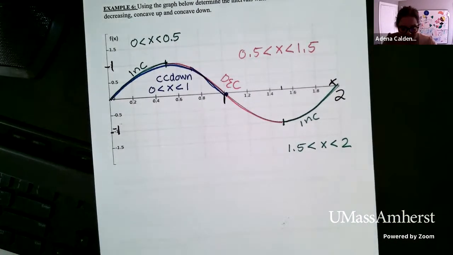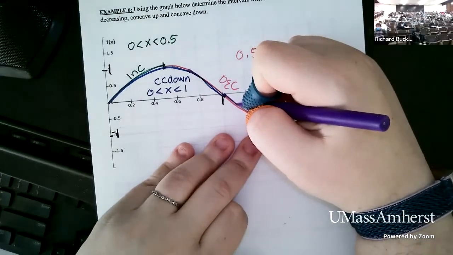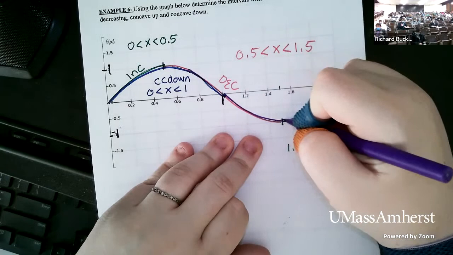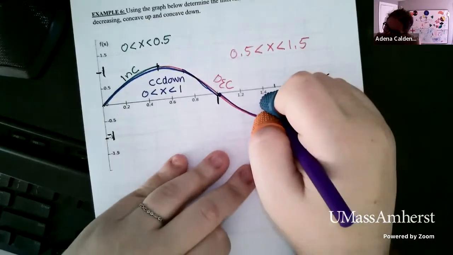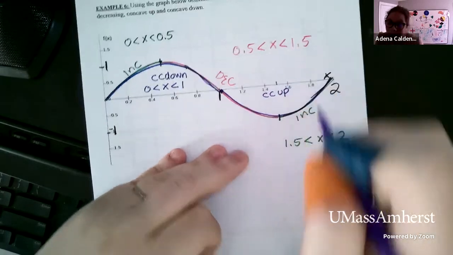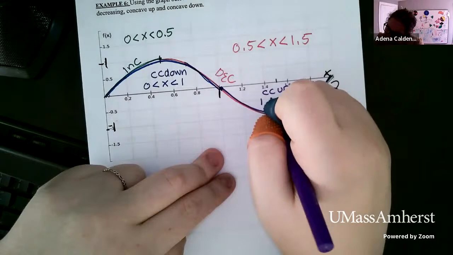And then to the right of that point, we see that our function bends upward. Okay, so it looks like a cup. So here we are concave up, and that happens, it looks like between 1 and 2.